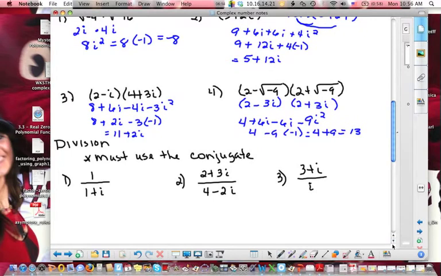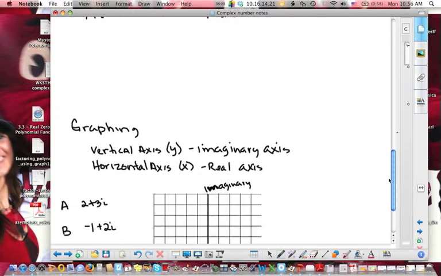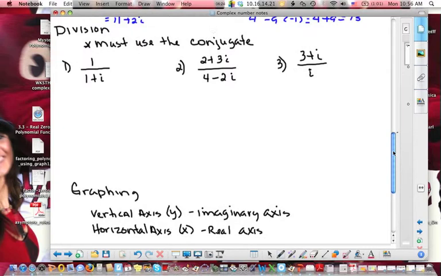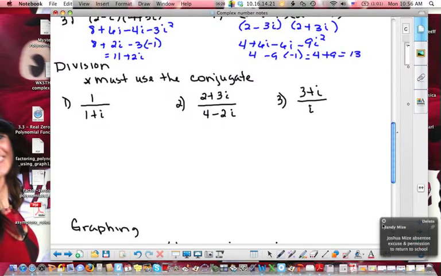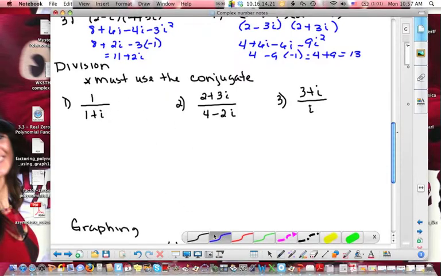The last concept is division. When you divide, you multiply by the conjugate. The conjugate is where you change the sign of the imaginary part. So I'm going to multiply numerator and denominator by 1 minus i.